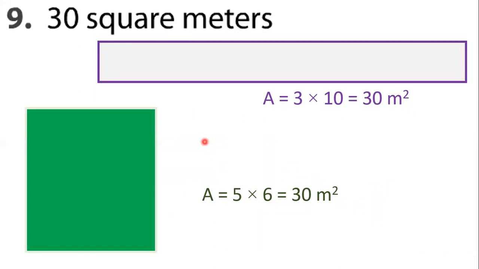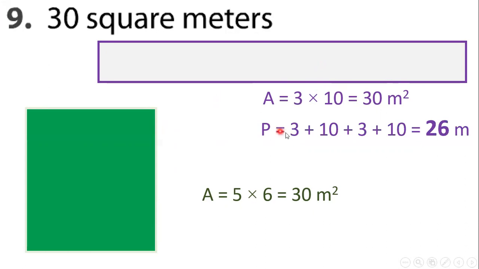Now we need to find the perimeter of each rectangle. These two sides are 3 meters long, and these two sides are 10 meters long. So the perimeter of this rectangle is 3 plus 10 plus 3 plus 10 equals 26 meters.